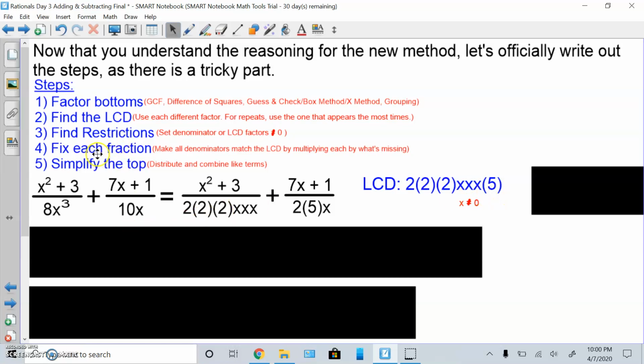So step 3 is to fix each fraction. Multiply all the denominators to match the LCD by multiplying what's missing. So the first one has 6 things. There's 7 things.